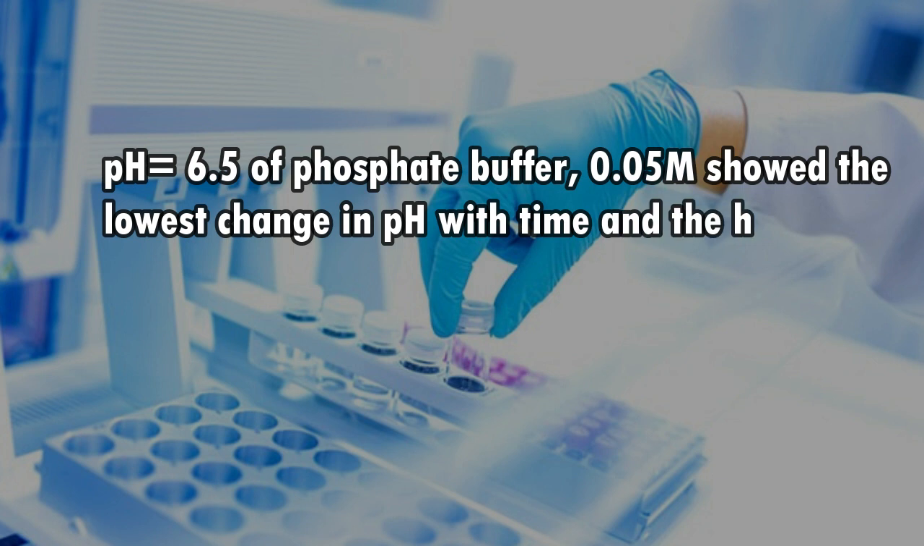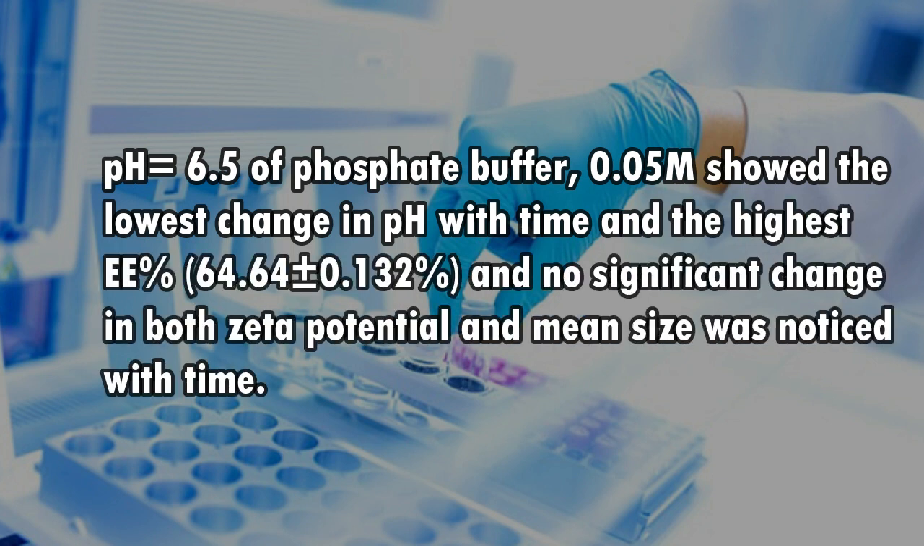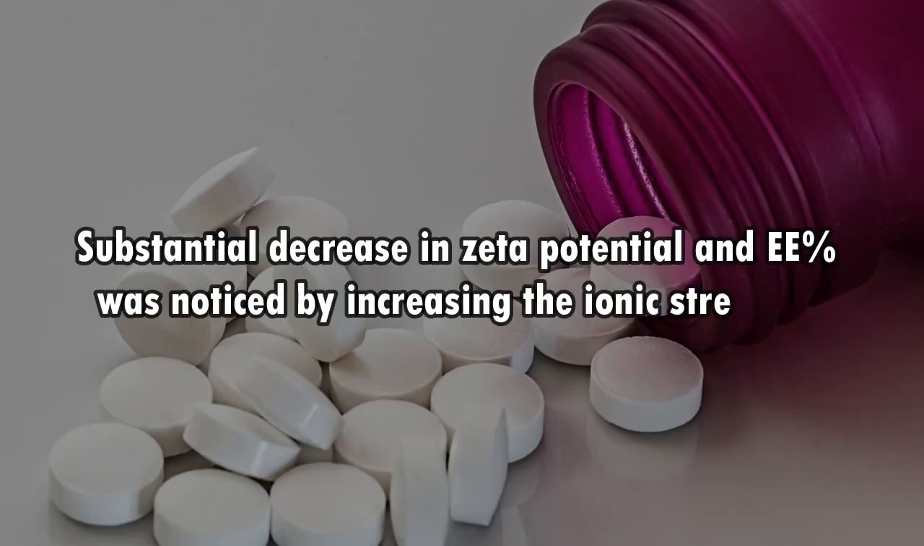pH equals 6.5 of phosphate buffer, 0.05 M, showed the lowest change in pH with time and the highest EE%, 64.64 plus or minus 0.132%, and no significant change in both zeta potential and mean size was noticed with time. Substantial decrease in zeta potential and EE% was noticed by increasing the ionic strength.